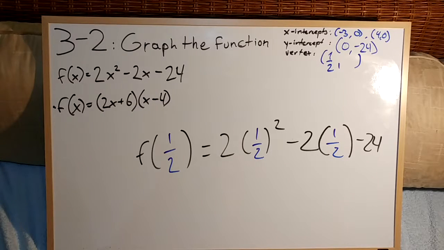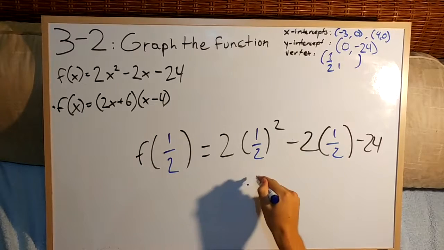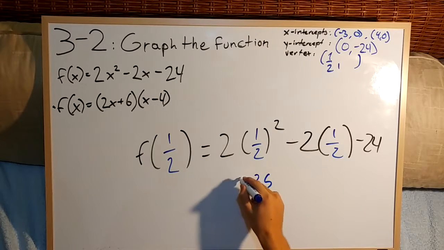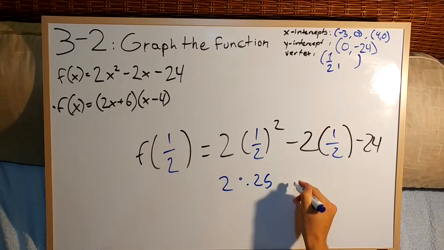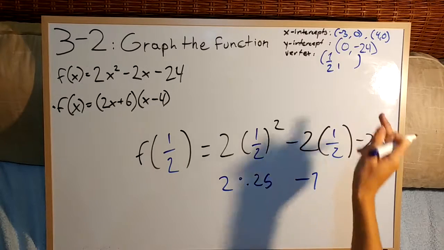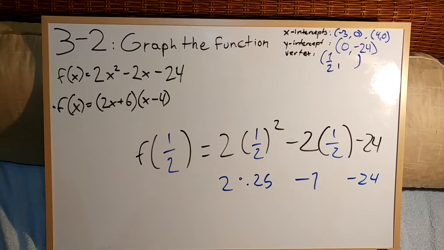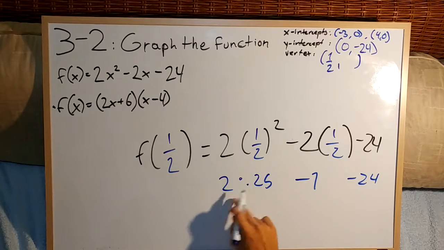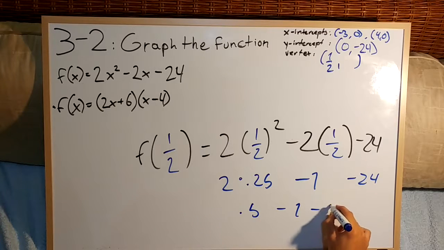Okay, there was a slight miscalculation. Sorry about that. Half squared is 0.25 times 2. And negative 2 times half is just negative 1. I thought this was squared. I'm sorry about that. Minus 24. Now we do this, which would equal 2 times half is 0.5, minus 1, minus 24.